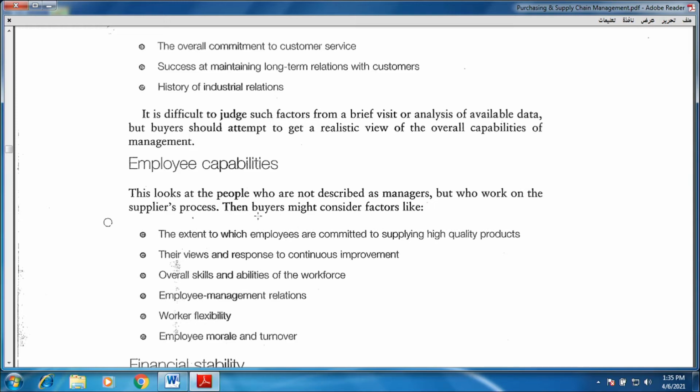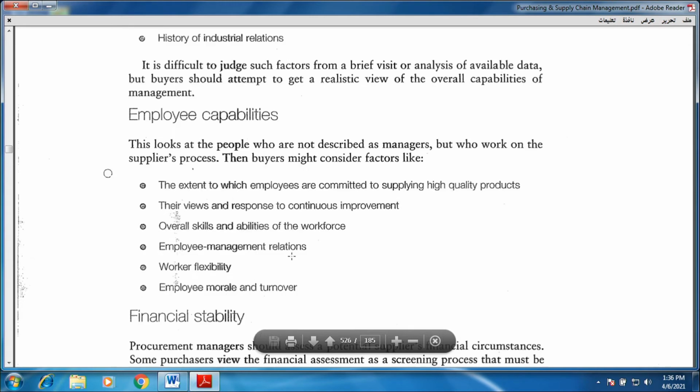Because people in the production facility of the supplier, the employees working in the finance department or marketing department or production department or even in the storehouse or inventory department, you need to understand their abilities. The same thing we discussed with the management. You can repeat it here again in the employee capabilities and talk about the following.